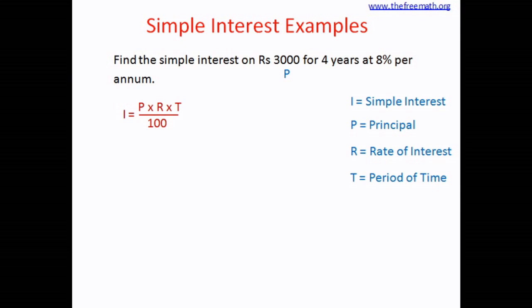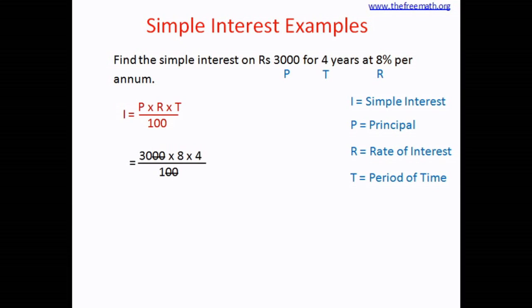3000 is P and the rate of interest is 8%. So R is 8 and the time period is 4 years. So T is 4. So let's substitute these values. We get 3000 multiplied by 8 multiplied by 4 divided by 100.